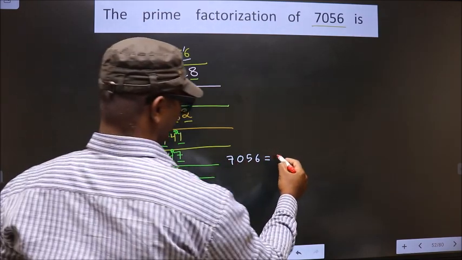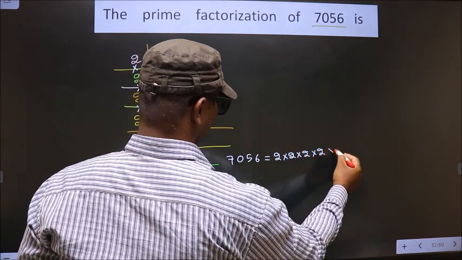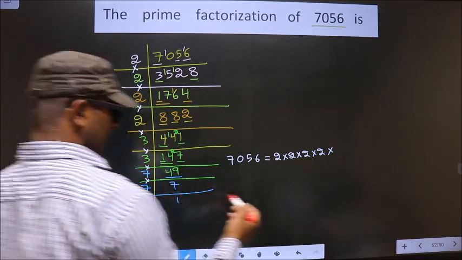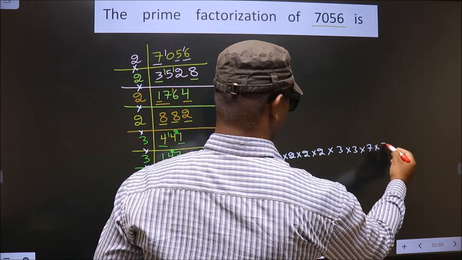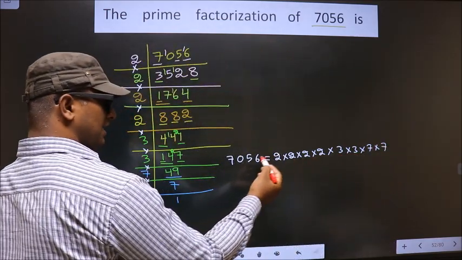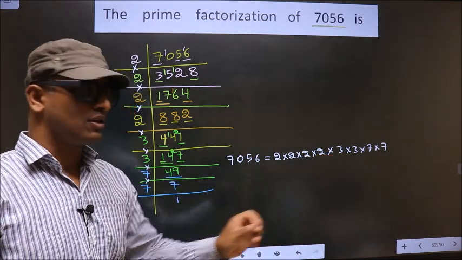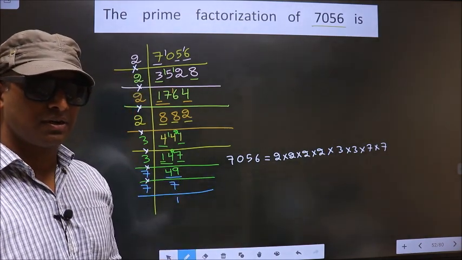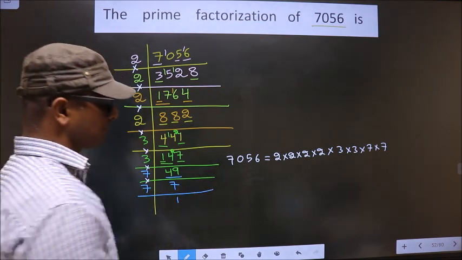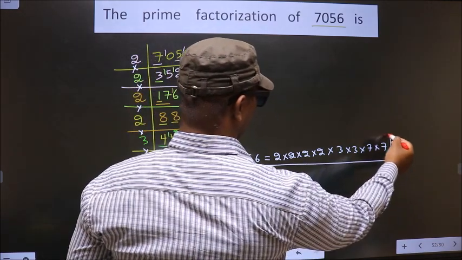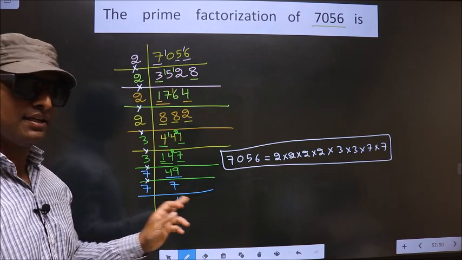That is 2 into 2 into 2 into 2 into 3 into 3 into 7 into 7. So this is the prime factorization of 7056. This is also called the product of prime numbers of 7056. So this is our answer. Am I clear?